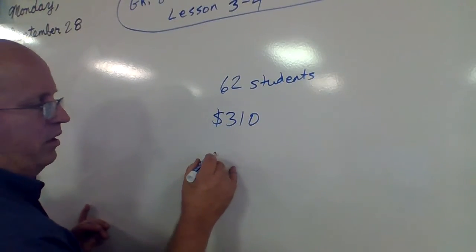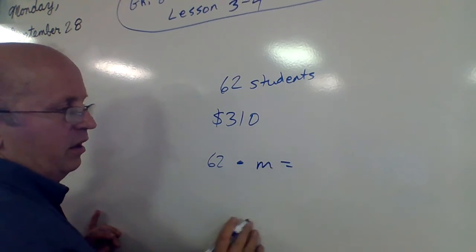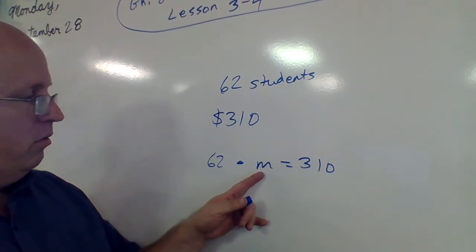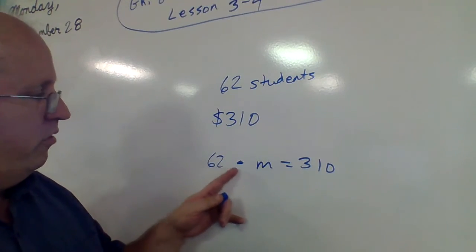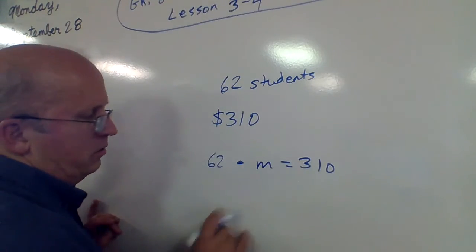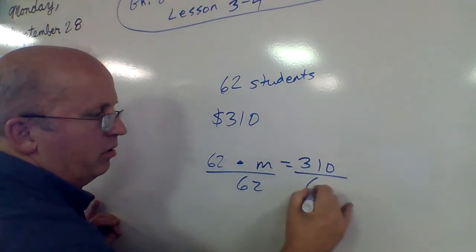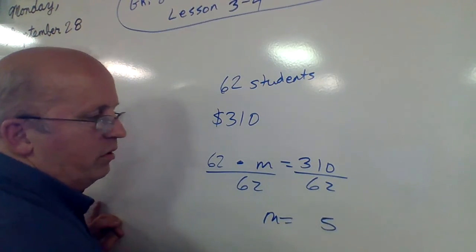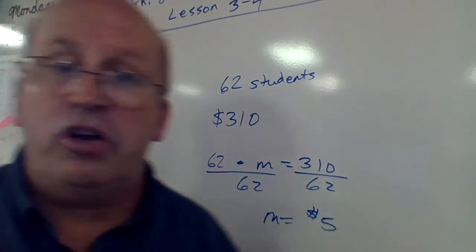Well, isn't that really 62 groups of an unknown amount of money that gets us to $310? Yeah. So maybe this amount is 8, maybe this amount is 2, I don't know. But the number of students times the price per gift should get us to 310. How are we going to solve this? What's the opposite of multiplying by 62? Isn't it dividing by 62? And if we divide both sides by 62, we're going to get an M value of 5. What's the label going to be? It's going to be $5. Parker's spending $5 per child on gifts.